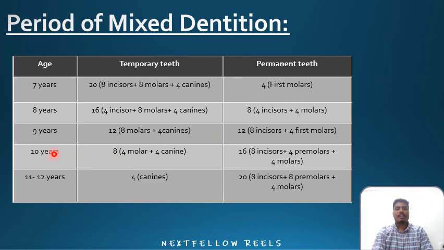4 first molars. At the age of 10 years, only 8 temporary teeth remain, that is 4 molars and 4 canines, and 16 permanent teeth are present at the age of 10 years. And at 11 to 12 years, 4 temporary canines are present and 20 permanent teeth are present.